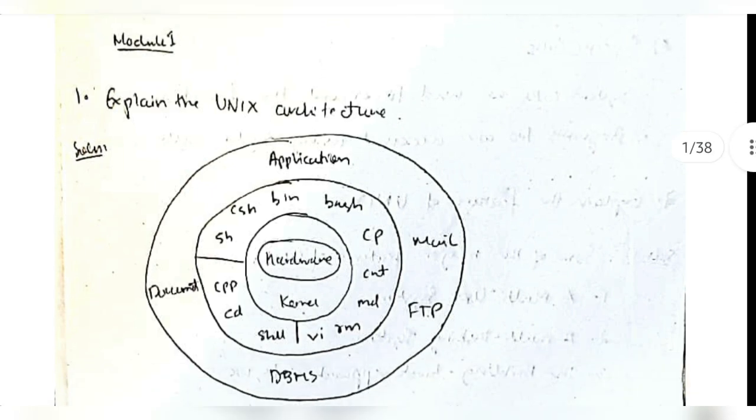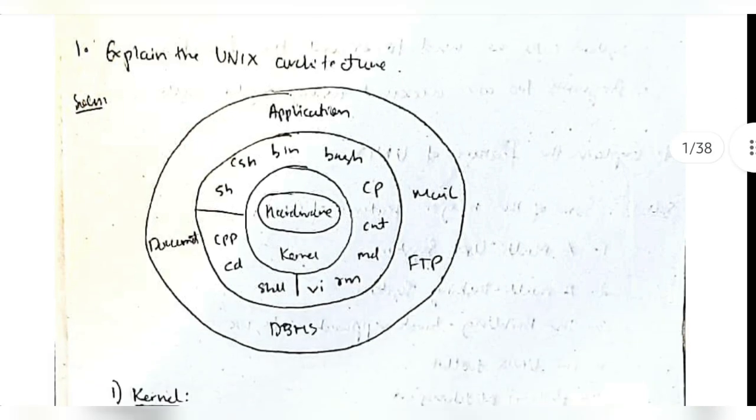In the first module, the first question is explain the UNIX architecture. So what is the architecture of UNIX, means how is UNIX made? Okay. So there are mainly three things which you need to keep in mind. In the core we have hardware.